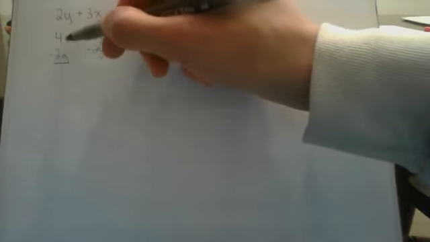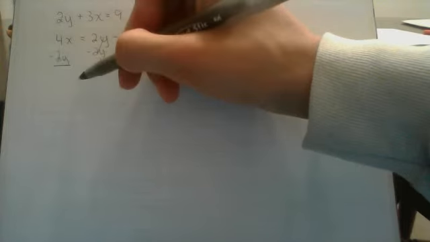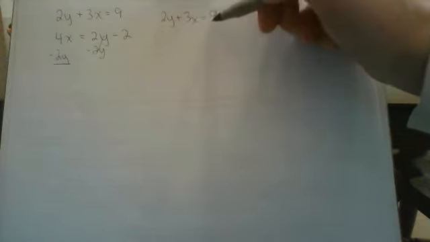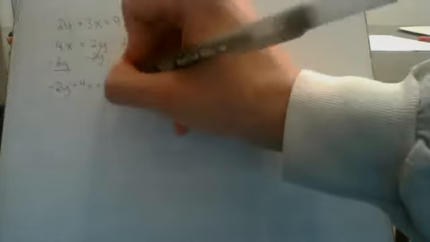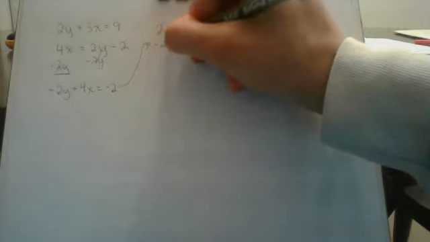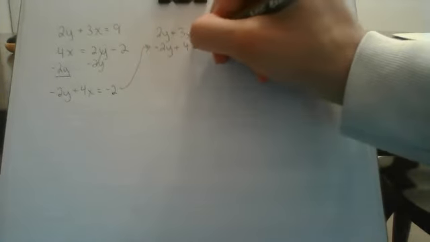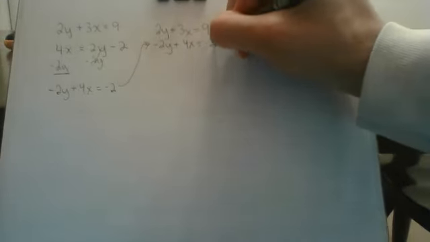So I'm going to subtract 2y from each side. Since this is an x term and this is a y term, I cannot subtract them, so I need to write them horizontally. I said I want y plus x equals constant, so I'm going to write the y term first, negative 2y, plus 4x equals negative 2. Now I'm all set. Negative 2y plus 4x equals negative 2.